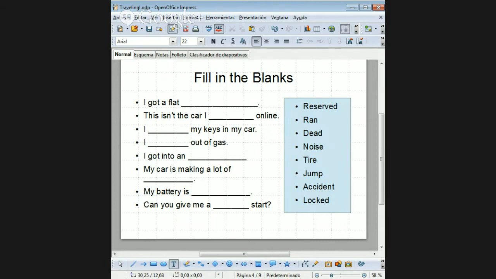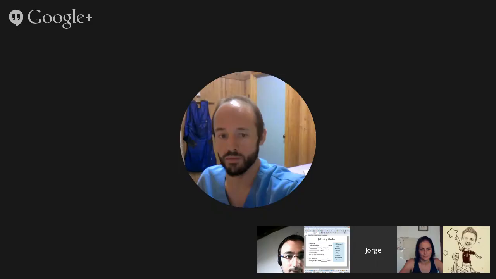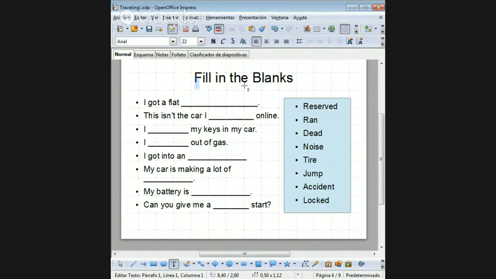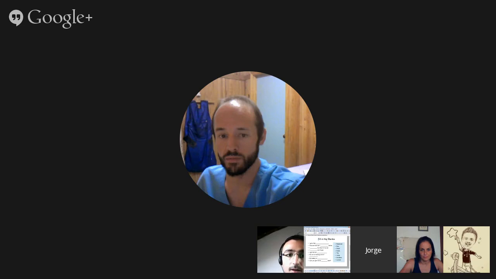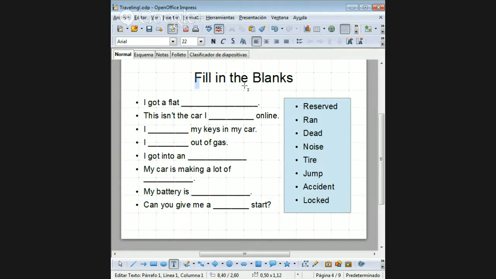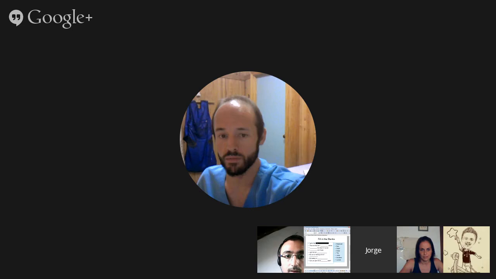Let's start. Jorge, can you read the title of the next page? Fill in the blanks. Good. And can you try the first sentence? I got a flat reserved. Okay, not quite. So you're going to have to choose one of these words, and it's not always the word that's right next to it. So which word works best? Yeah, I think it was reserved, like book, something like you have booked a flat for your holidays. So I tell the reserved.